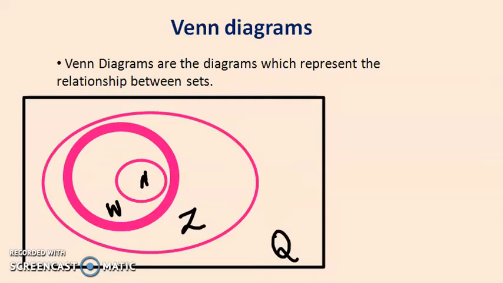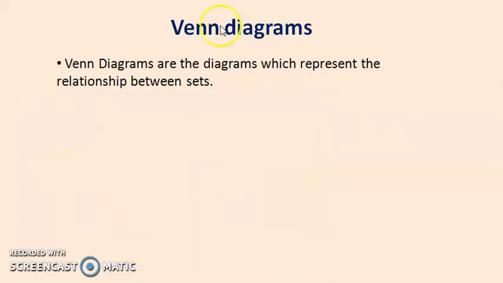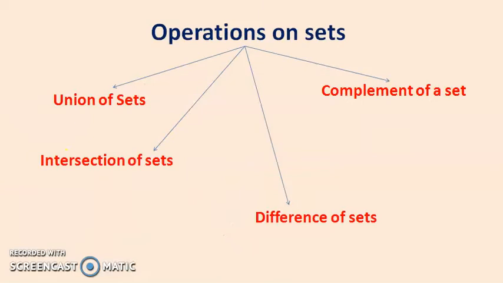And now we'll be discussing the operations of sets. The operations of sets we'll discuss are union of sets, intersection of sets, difference of sets, and complement of sets. The symbols to be used, we'll discuss one by one. So first, what is union of sets?